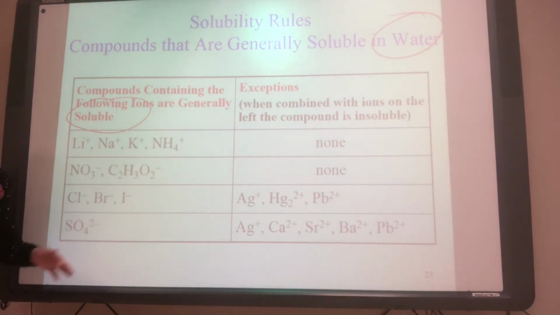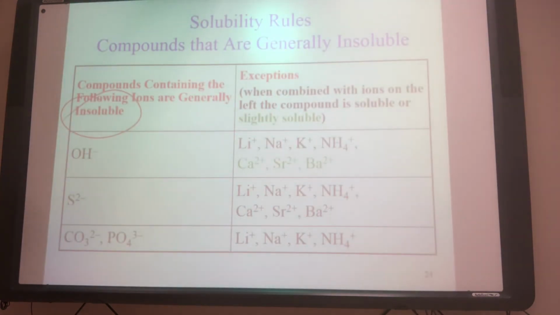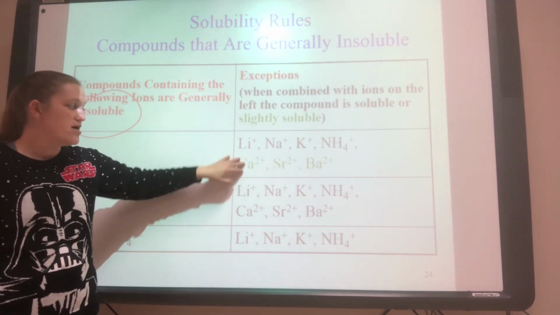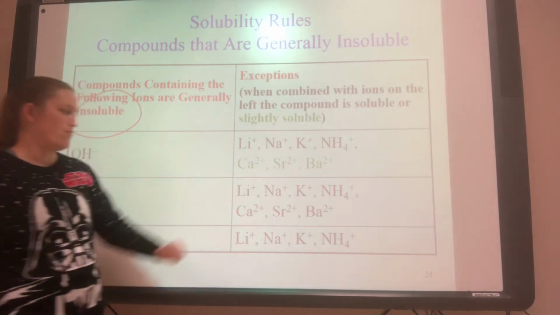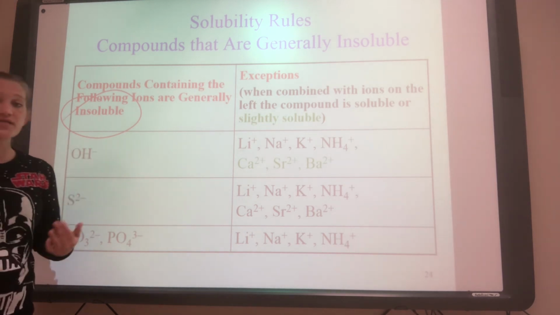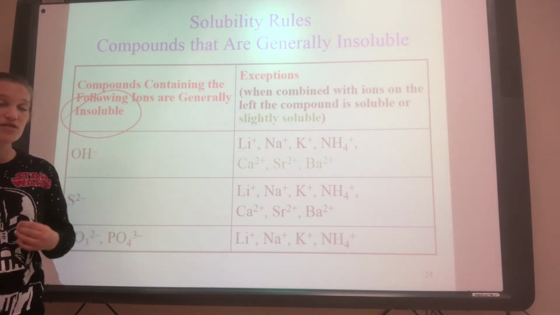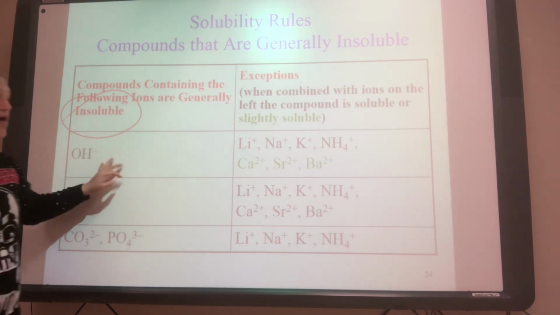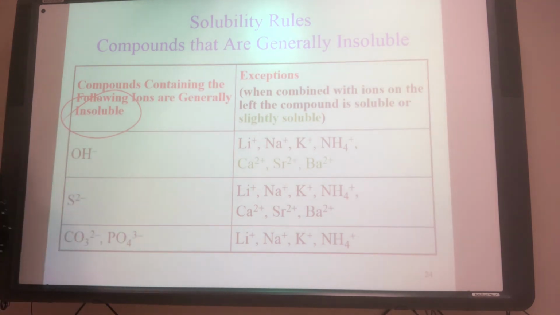So this chart is talking about what's generally soluble. This chart is saying that if I have OH-, it's generally insoluble unless it's attached to one of these. If it's with lithium, then it's soluble. If it's with calcium, then it's slightly soluble. That's how I can look at a compound and know if it's going to be soluble or insoluble based on its ions. So it's important to be able to look at a molecule and break it apart into its ions. We're going to use this table more in the rest of this chapter, so make sure you can flip to it and look at it.